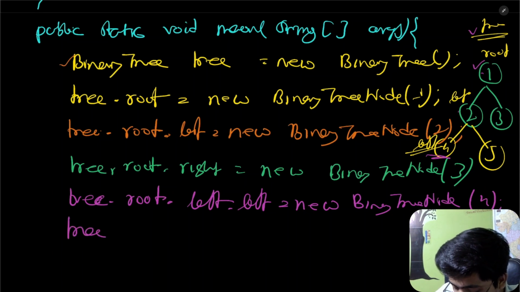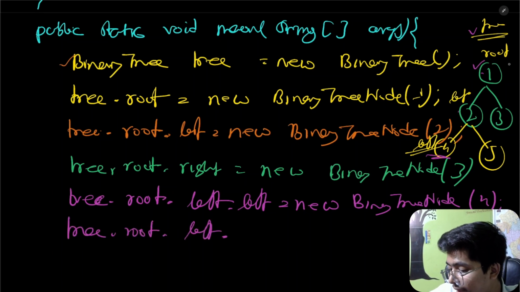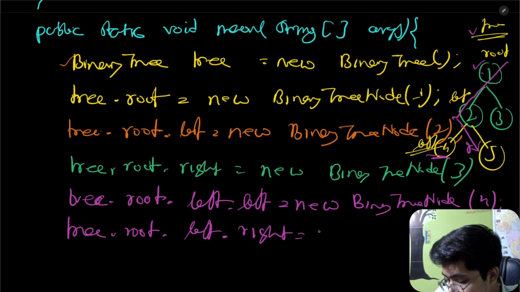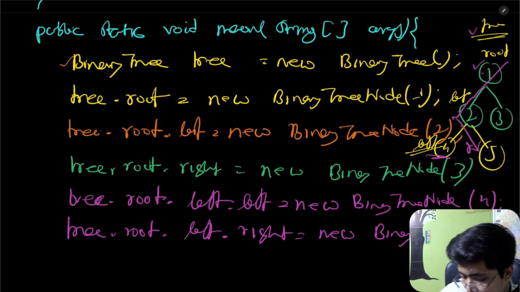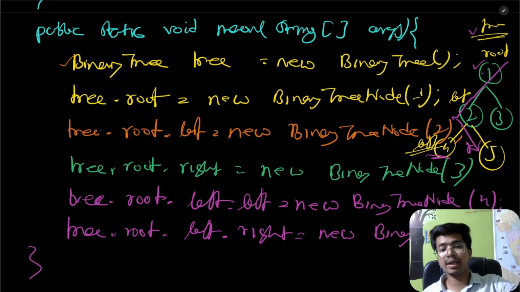Now in the right section we want to insert: tree dot root dot left dot right. We'll be moving to the right side, dot right equals new binary tree node. So now we have created the tree also.